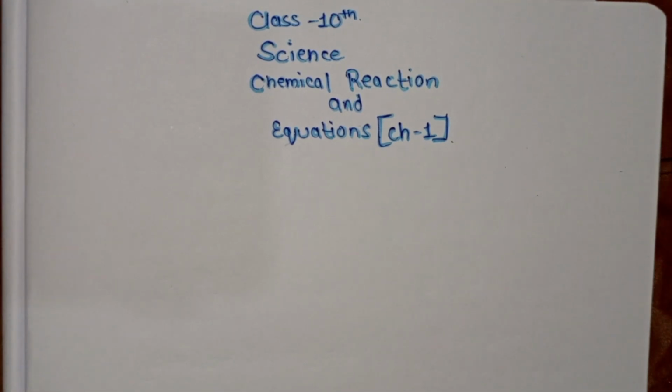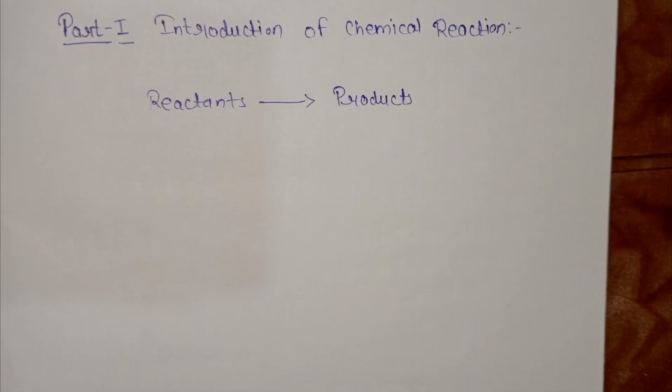Let's start by asking a simple question. Have you ever seen a chemical reaction in action? From a matchstick burning to rust forming on metal, chemical reactions are happening all around us. And you know what? We can even write them down in a special language called chemical equations. Pretty cool, right? First things first, what is a chemical reaction?